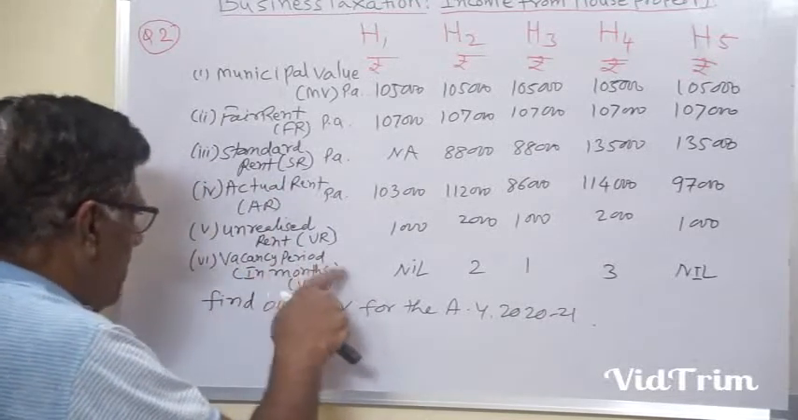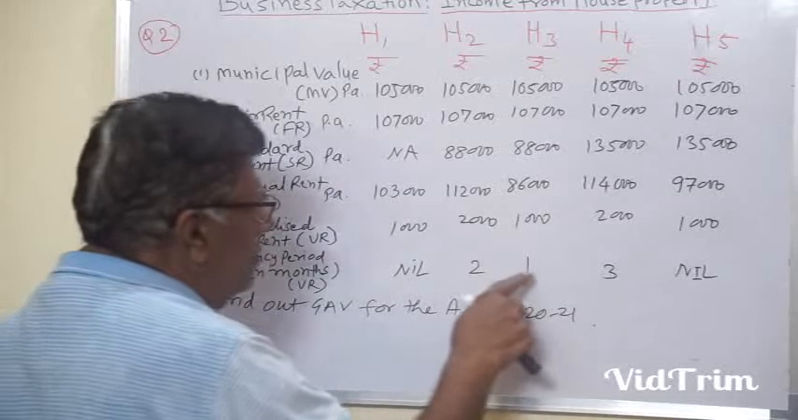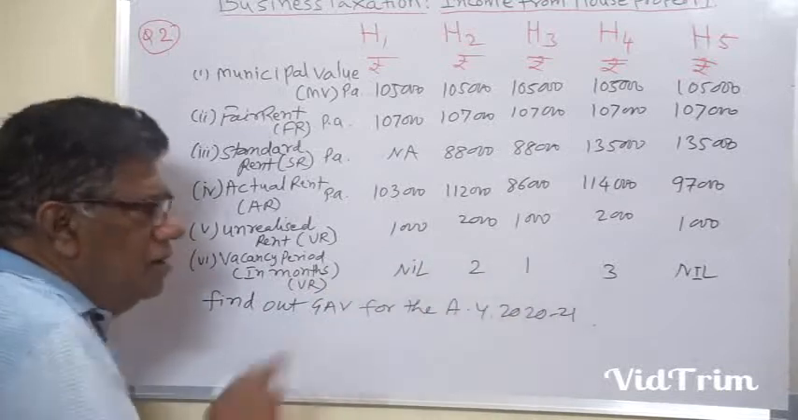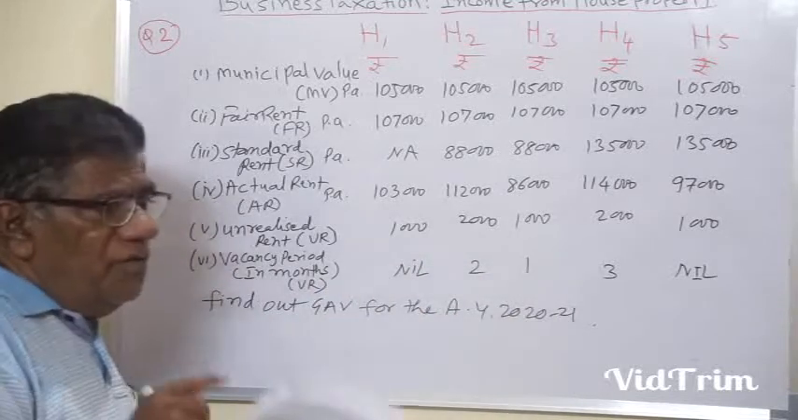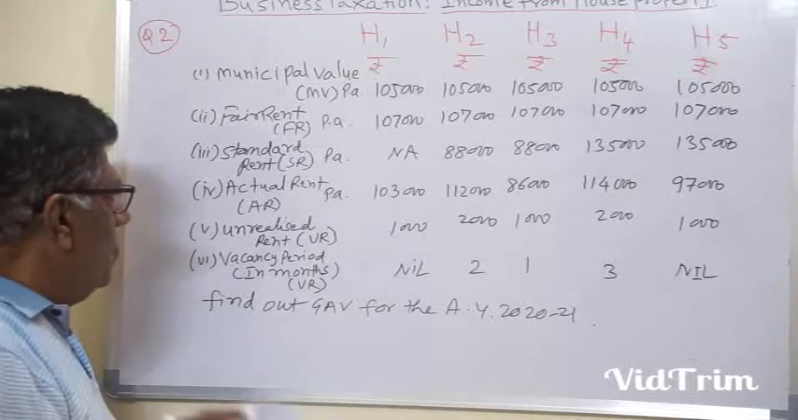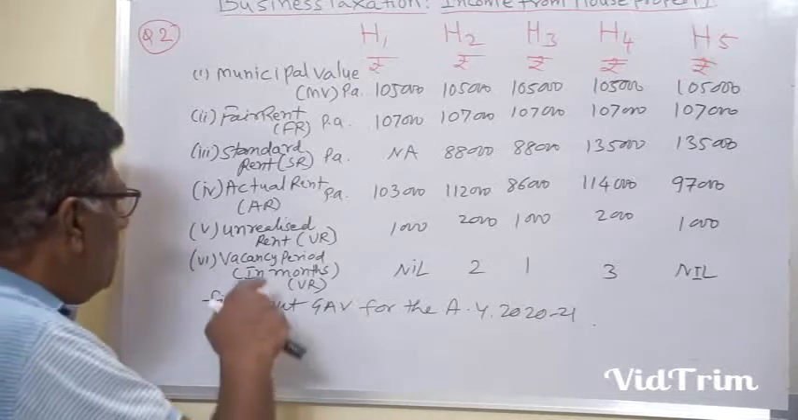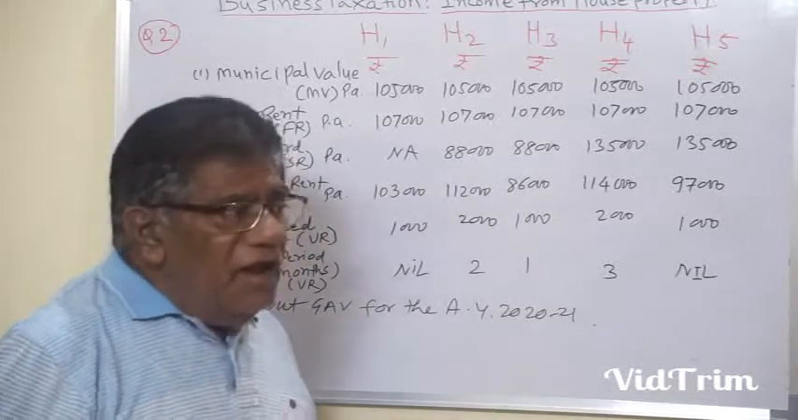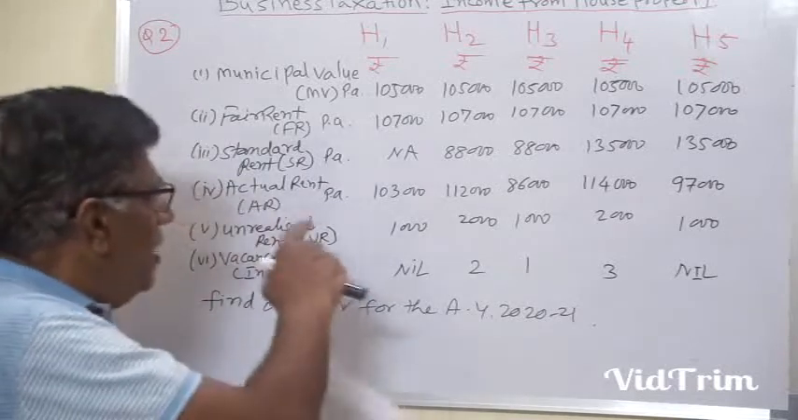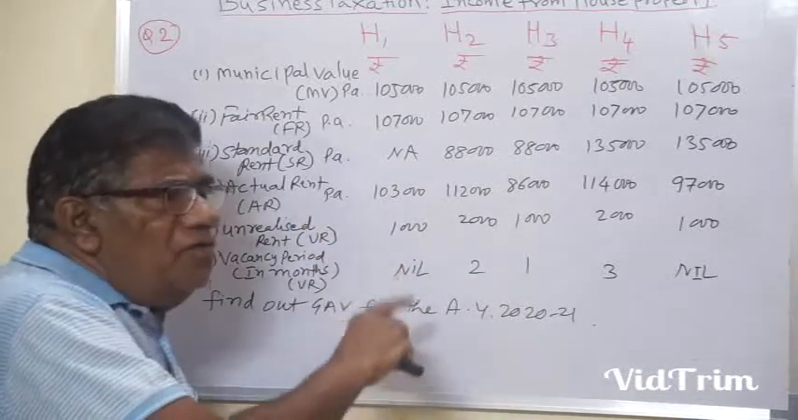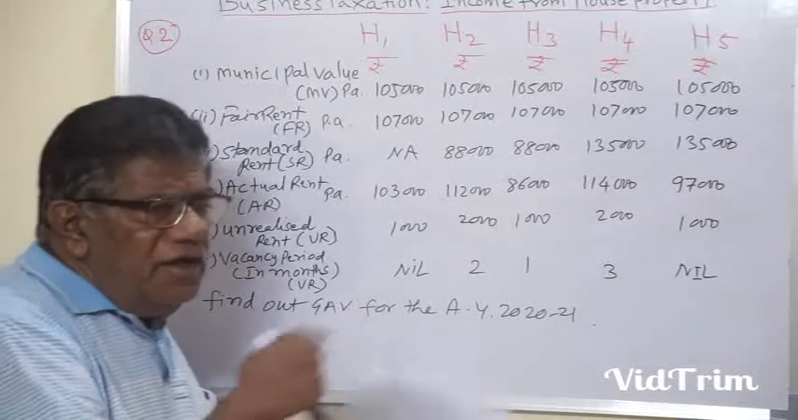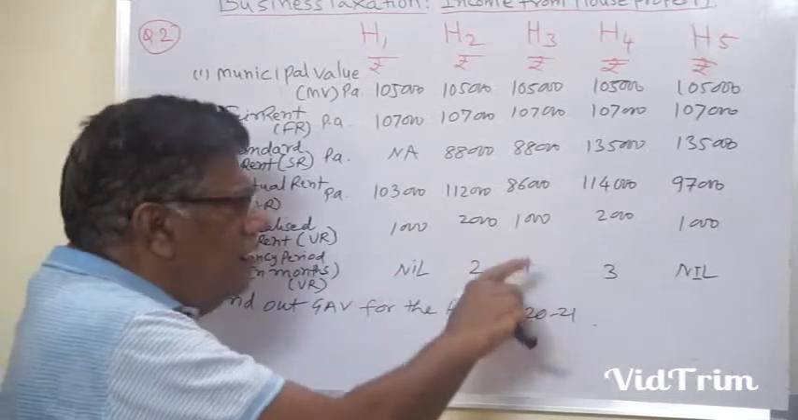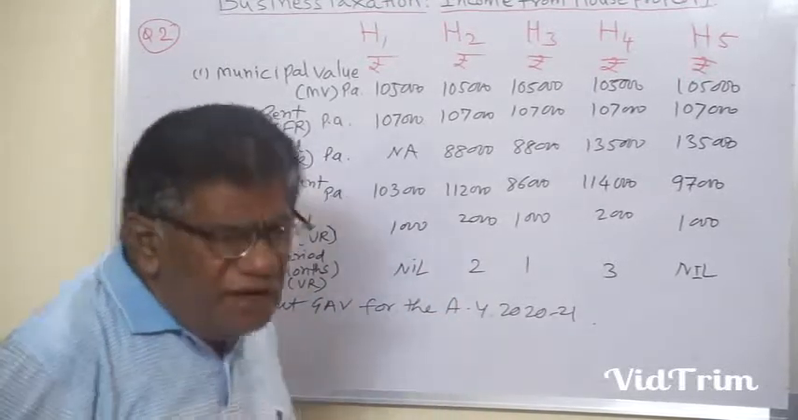Then the vacancy period is given in months. We have to calculate the vacancy rent here. First of all, we have to understand the difference between unrealized rent and vacancy period rent. In case of unrealized rent, the tenant has enjoyed the residency, no doubt, but has not paid. The rent is not realized during the previous year.